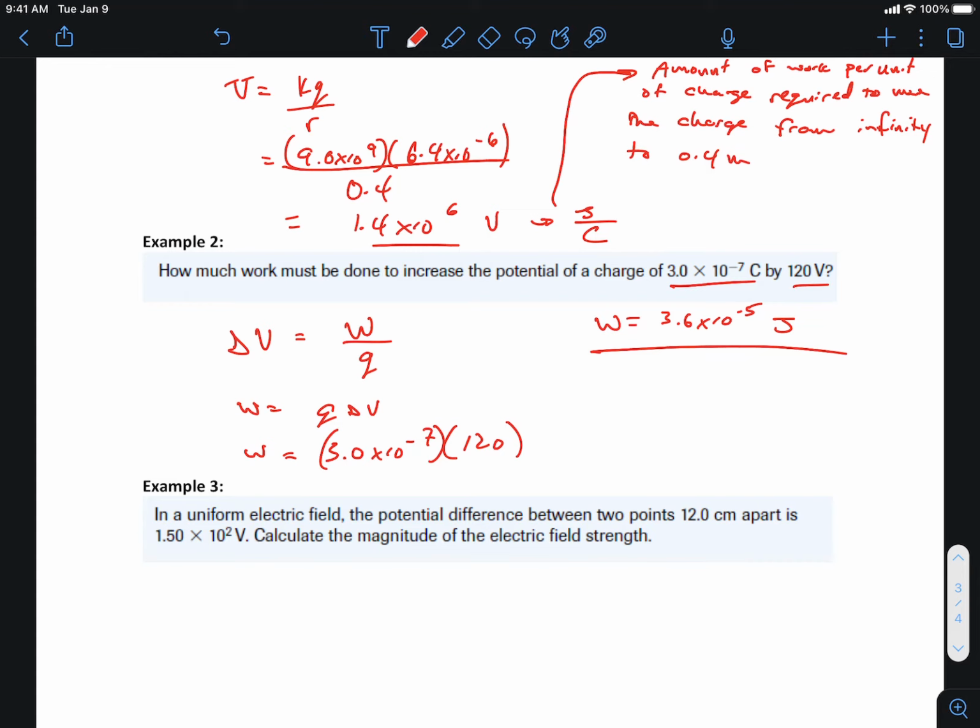If I come down here, in a uniform electric field, the potential difference between 2 points, 12 centimeters apart, is 1.5 times 10 to the 2 volts. Calculate the magnitude of the electric field strength. So this would be like if we were to place another object between the two of these. So we have 2 points, and we want to find what's the electric field strength in that. So we're almost looking for a force: what are you going to experience when you actually place yourself at that particular point, 12 centimeters.